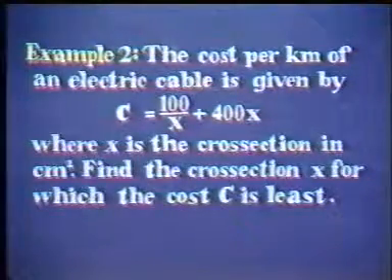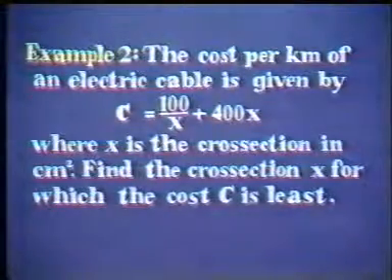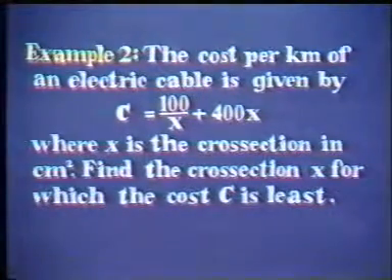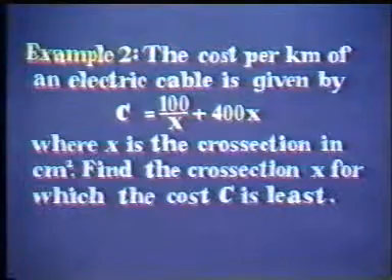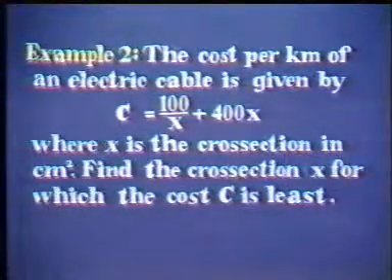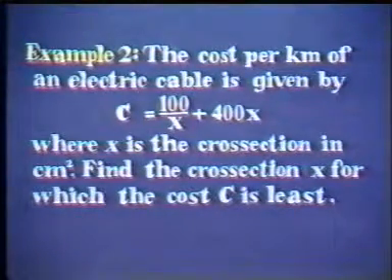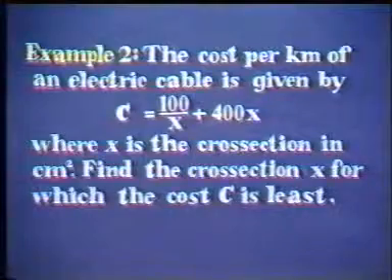Example 2. The cost per kilometer of an electric cable is given by C equals 100 divided by x plus 400x, where x is the cross section in centimeter square. Find the cross section x for which the cost C is least.